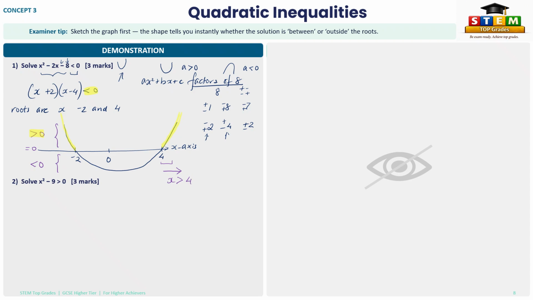But on the left-hand side, we also want to access the curve. The yellow highlight means we are looking at the left-hand side, which means x is on the left-hand side of -2. So you've got your inequalities: x is less than -2 or x is greater than 4, for you to be able to access the positive part of the curve.